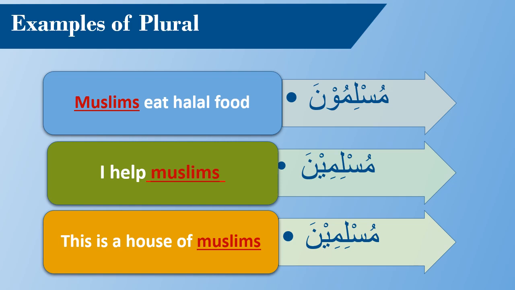Muslims eat halal food. Muslims here is in plural form and it is rafa in status because it's a doer. So the translation would be Muslimuna. I help Muslims. Muslims here is in nasb status because it's a detail. So the translation would be Muslimina. This is a house of Muslims. Muslims here is in jar status because it's coming right after "of". So the translation would be Muslimina.